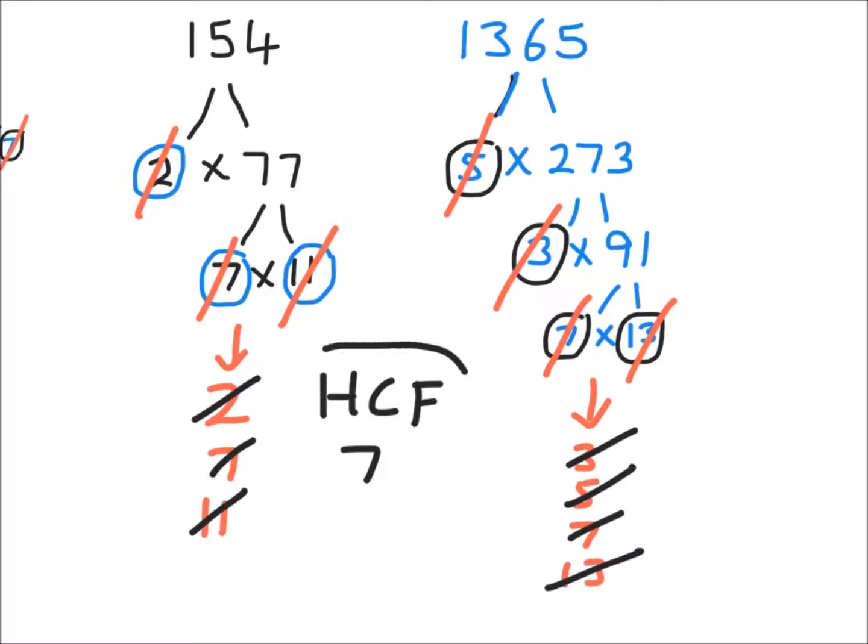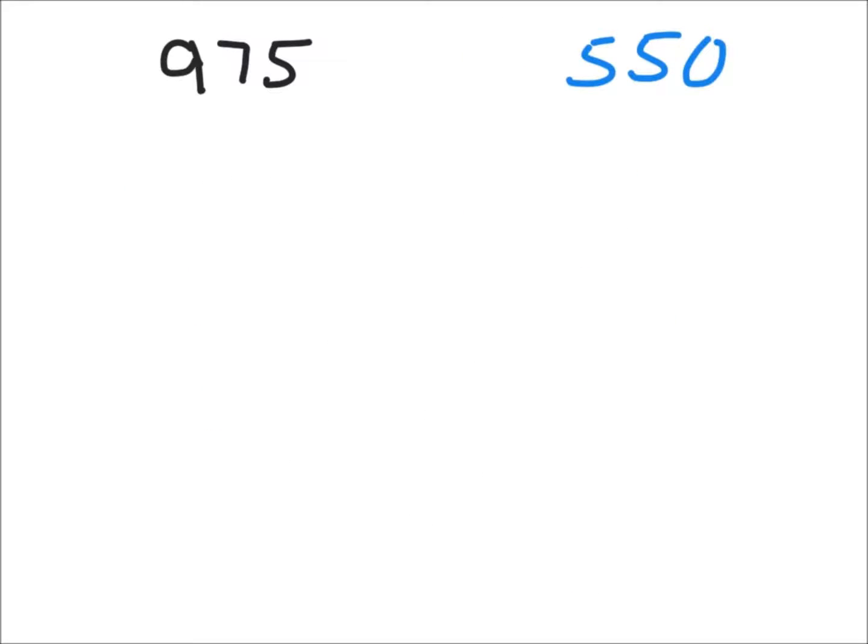In the middle, we're left with just 7. Now, because there's just 7, we've got nothing to multiply it by. Therefore, the highest common factor of 154 and 1,365 is just boring old 7. Let's look at one final example. Okay, a final example then. On the left, we've got 975. And on the right, we've got 550.